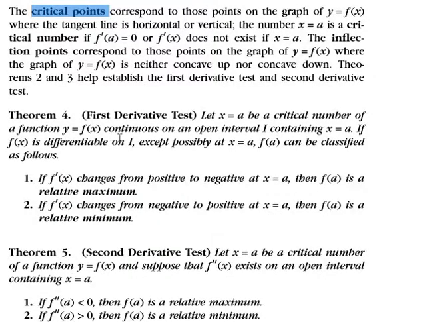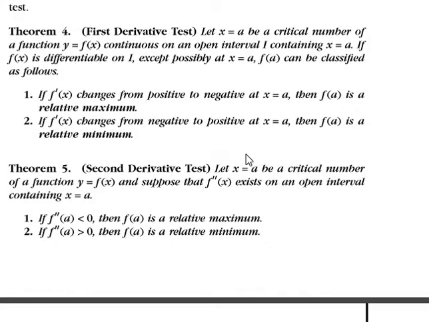This one is the first derivative test. If f prime of x changes sign from positive to negative at this point, then f of x has a relative maximum. If the sign changes from negative to positive, that is a relative minimum. Our purpose is to watch all of these things from the Mathematica point of view.